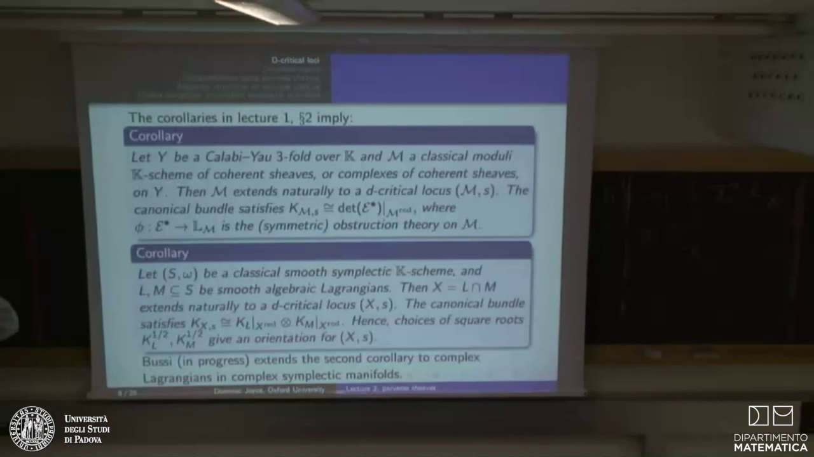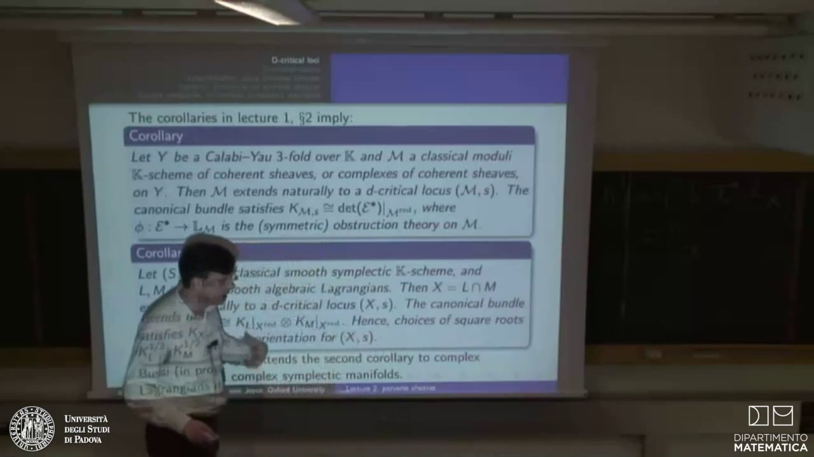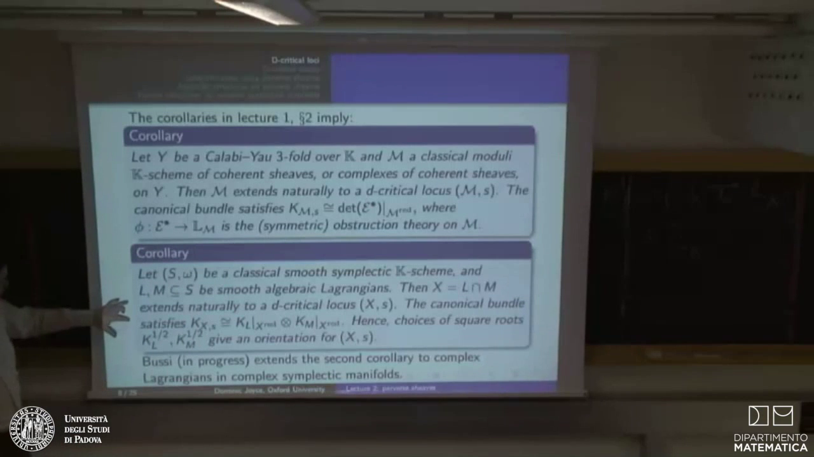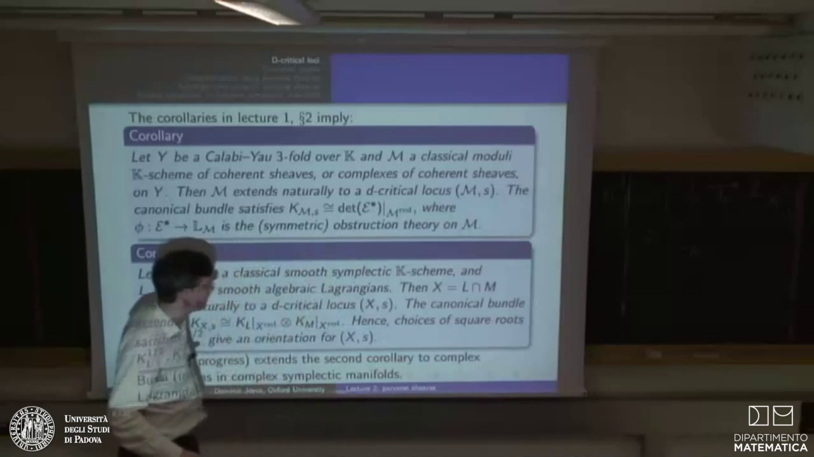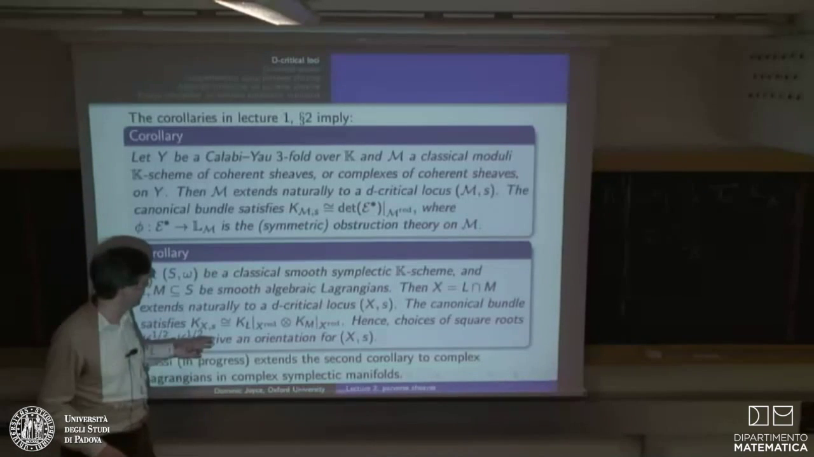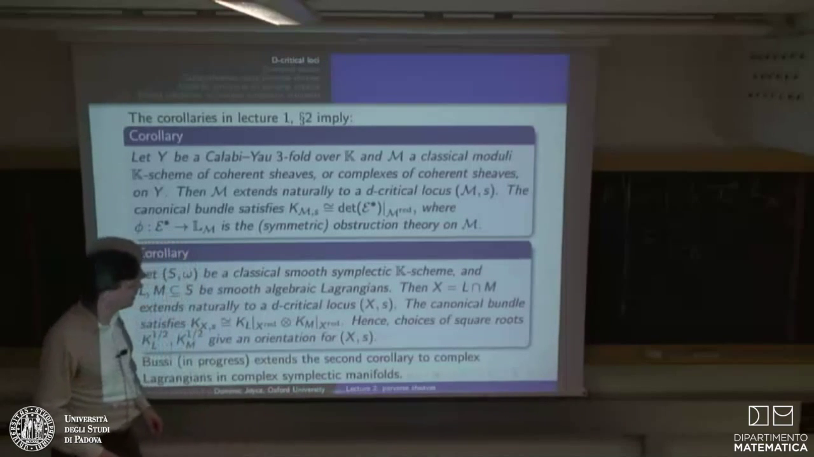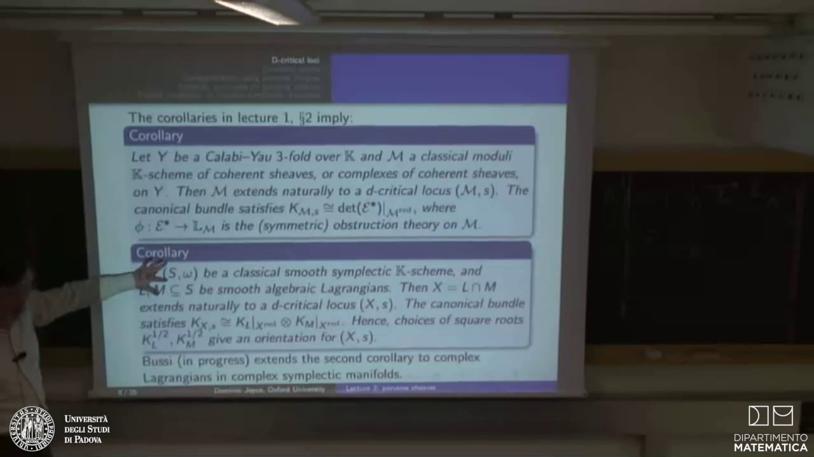A second corollary is that if we take a smooth symplectic scheme, classically, so not symplectic in the PTVV sense, and L and M are smooth algebraic Lagrangians in S, then PTVV tell us that the derived intersection L intersect M is minus one shifted symplectic. So then you truncate, and then the classical intersection L intersect M, as a classical scheme, extends to a d-critical locus (X, S). So the canonical bundle satisfies K_{X,S} is the canonical bundle of L, restricted to the reduced scheme, tensored with the canonical bundle of M, restricted to the reduced scheme. So the canonical bundle of S does not appear because it's naturally trivial anyway.